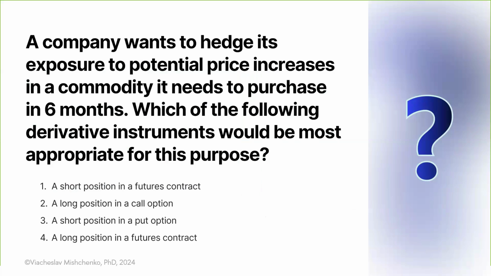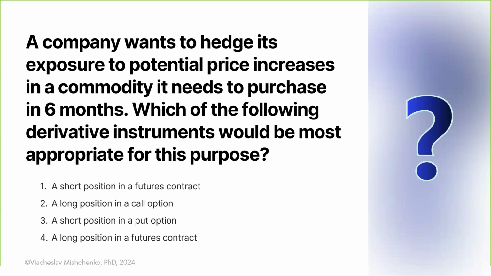which is based on the previous slides. A company wants to hedge its exposure to potential price increases in a commodity it needs to purchase in 6 months. Which of the following derivative instruments would be most appropriate for this purpose? Please select one of the 4 answers, and only one answer is correct. We will discuss it afterwards. So let's take, say, 3 minutes for that.